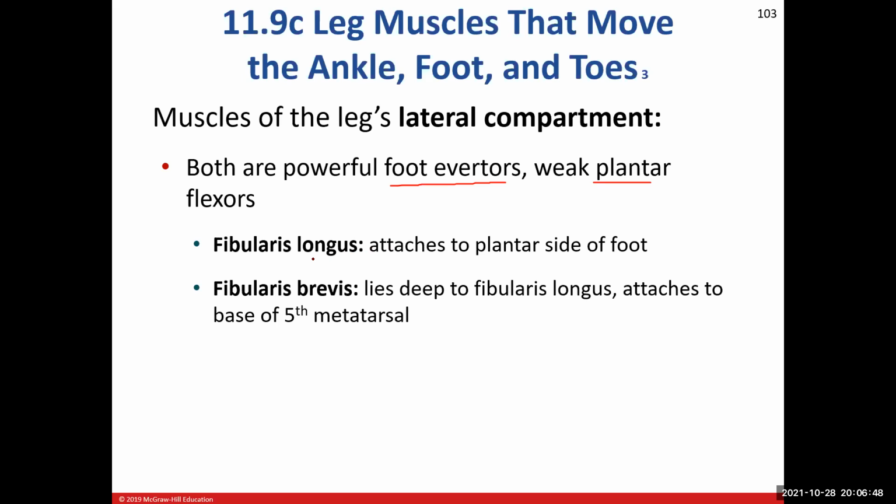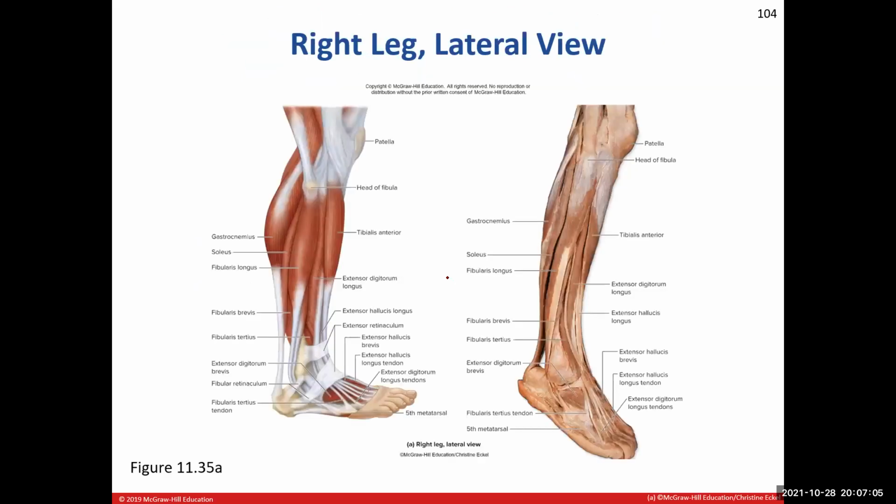What I tell folks is the easiest way to tell the difference between fibularis longus and brevis, aside from the names, is you know that one's going to be longer than the other. Fibularis longus, the muscle belly is going to be closer to the knee. Fibularis brevis, its muscle belly is going to be closer to the ankle. So you can see both of them here.